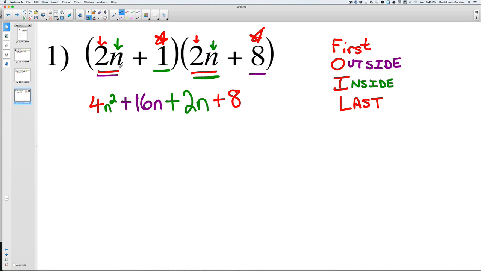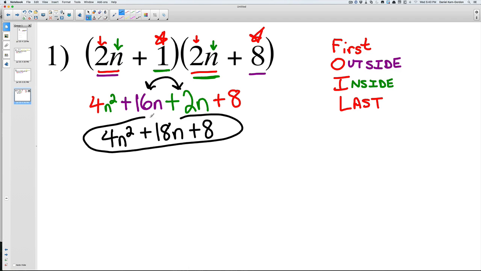And when you are finished with the problem, you'll have 4n squared. And you can combine these two because they are like terms. So it's going to be 16n and 2n. It's going to be 18n. And then the 8 by itself, like that. And that is your final answer, and that is how you multiply polynomials.